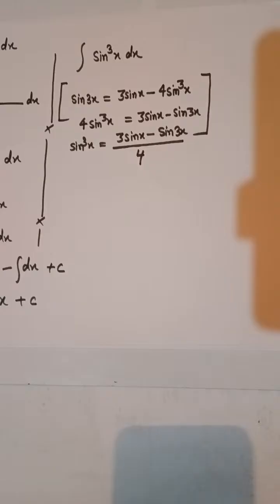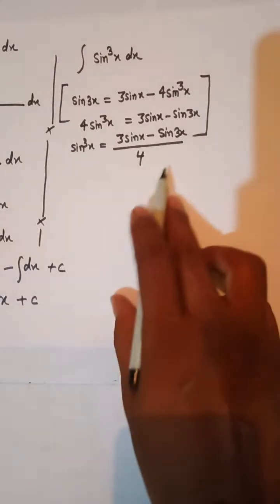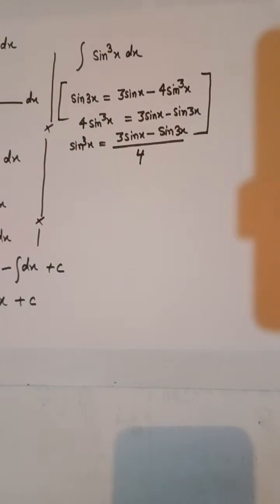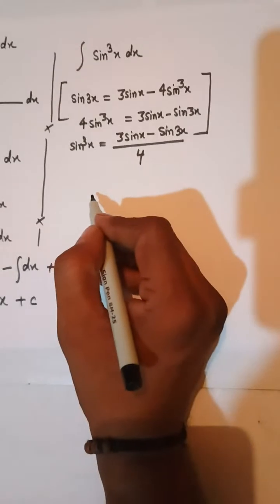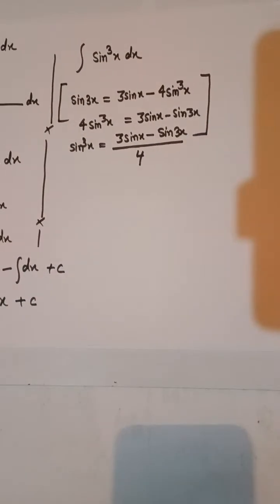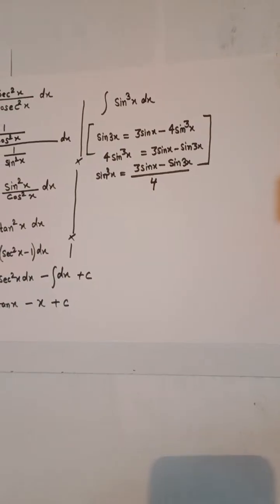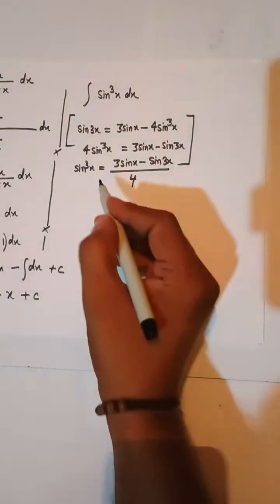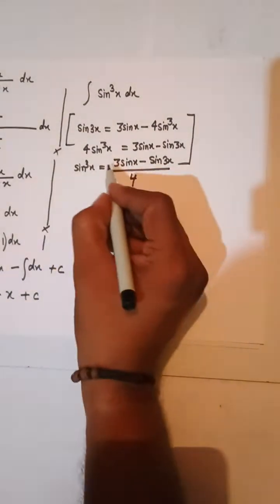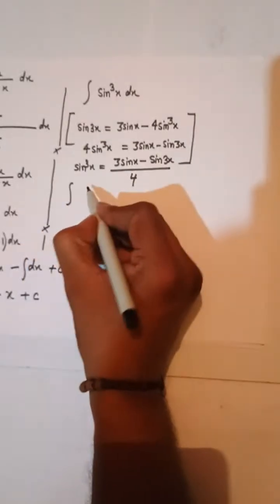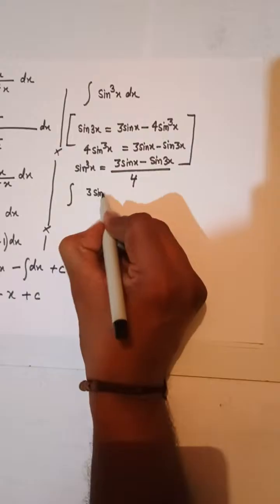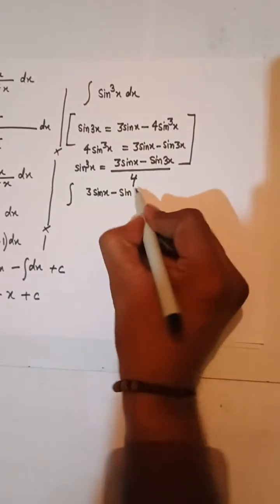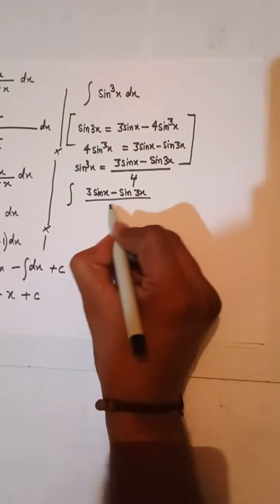We need to find the integration of sine cube x dx. So I'm just going to use this formula there to solve the problem over here. Let's do it. So here I'm just putting this formula: integration of (3 sine x minus sine 3x) divided by 4 into dx.